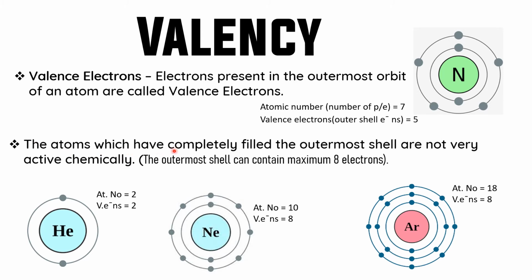The atoms which have completely filled the outermost shell are not very active chemically. In the case of helium, the outermost capacity is 2, that is already stable. And in the case of neon and argon, their valence electrons are 8, so they need not take part in any chemical reaction because they are stable.